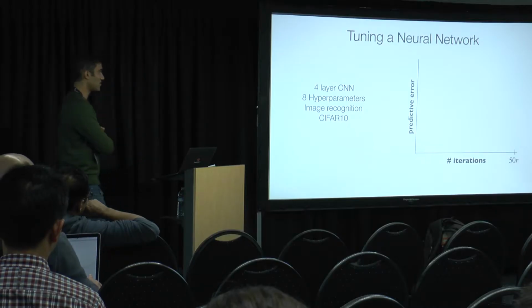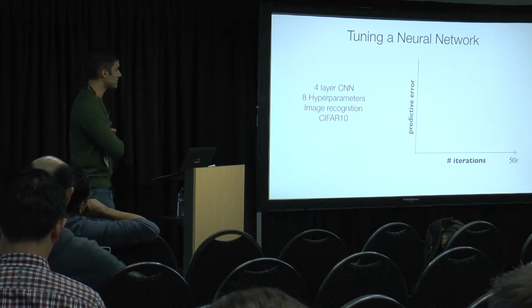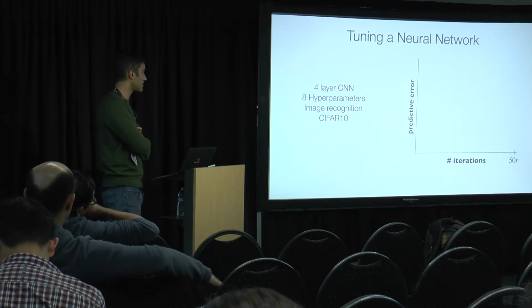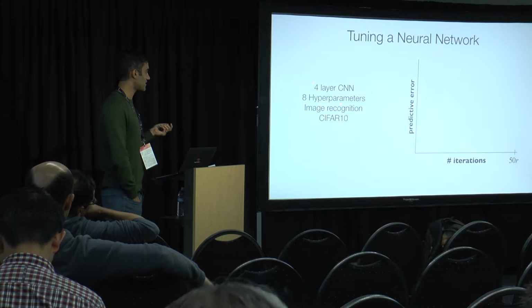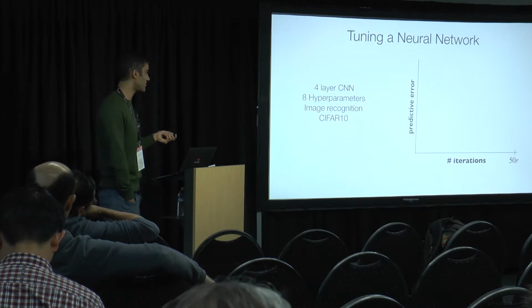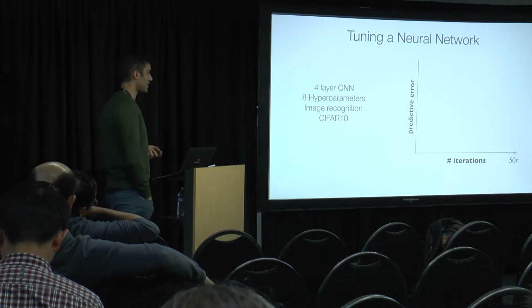So I don't have time to go into the details of the algorithm. I'm happy to talk to you guys about it offline if you have any questions. But I do want to show you a little bit about how it looks empirically, how it performs. Right, so here's an experiment tuning a neural network. This is a 4-layer CNN with 8 hyperparameters. It's an image recognition task. It's using the CIFAR-10 dataset, which is a common benchmark.